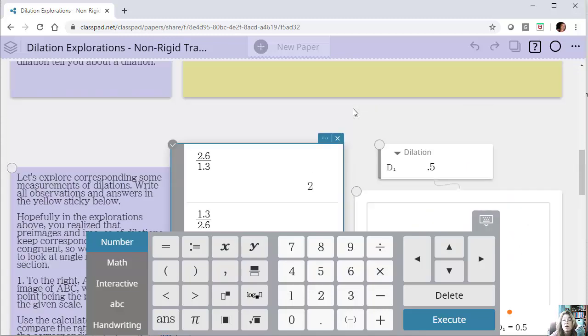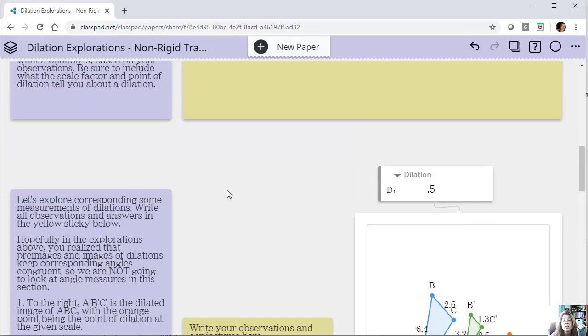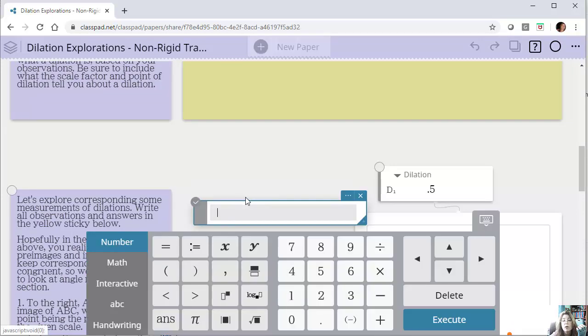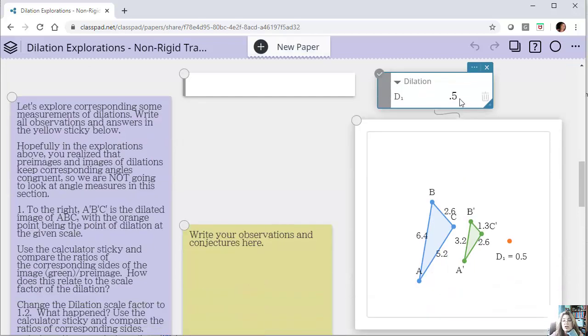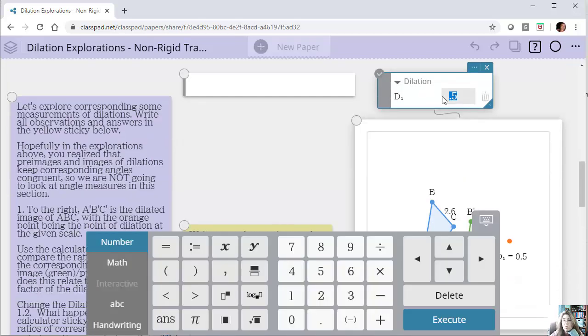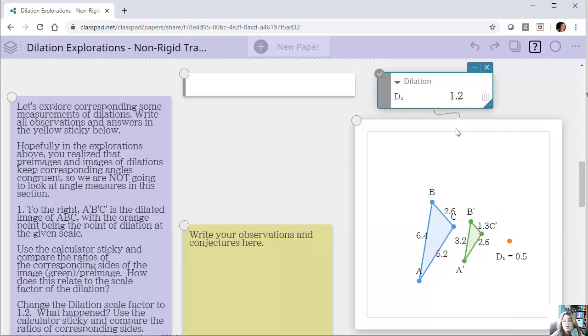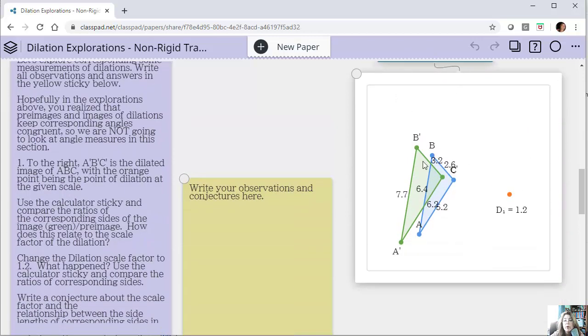And so we're going to do that, and then I'm going to ask them to change things, and let's get a new calculate sticky up here. We'll ask them to change the dilation. And so now instead of a slider to change the dilation, you just type in a new number. So let's type in 1.2. Right? So what happens, hopefully from the experiment up here, they know that it's going to get bigger. So the green one, which is the image, is going to be slightly larger than the original.